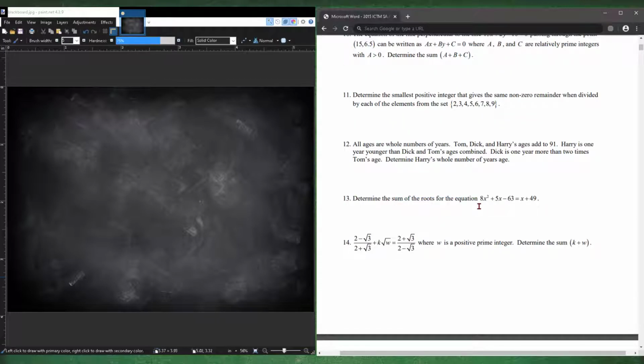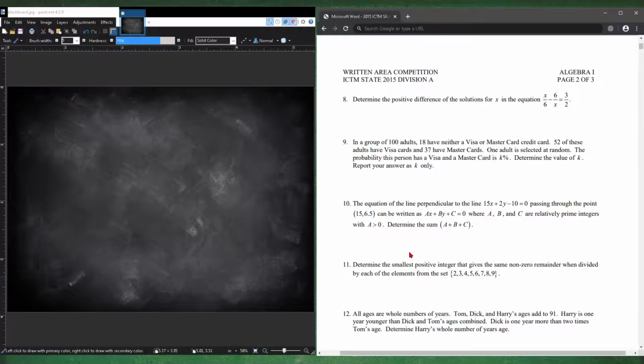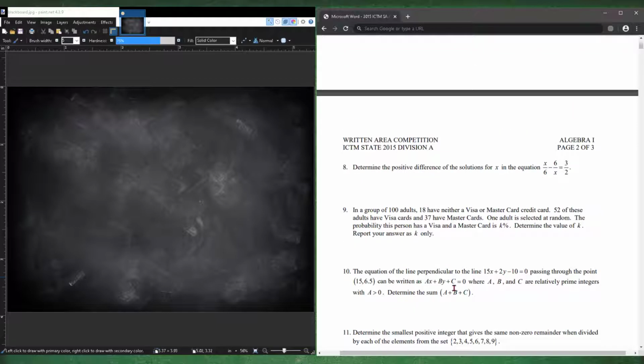More polynomials. They might have an age question. It doesn't occur every year, but it occurs often enough that you might want to understand how they word their sentences, like when they say Harry is 1 year younger than Dick and Tom's age combined. So you want to understand what that means in equation form. Know some tricks like that perpendicular equation trick. If you have time you could finish it pretty easily.